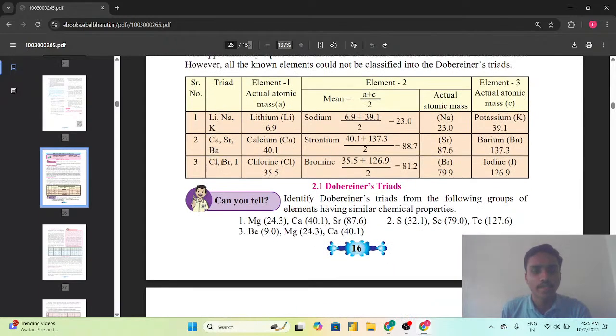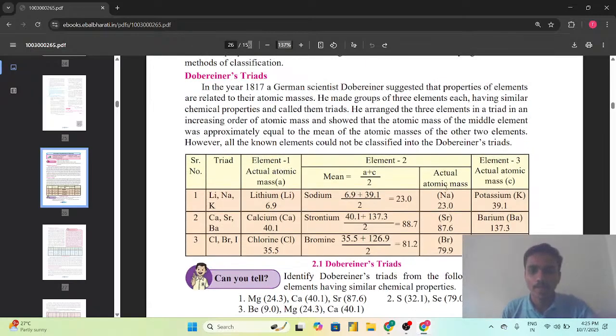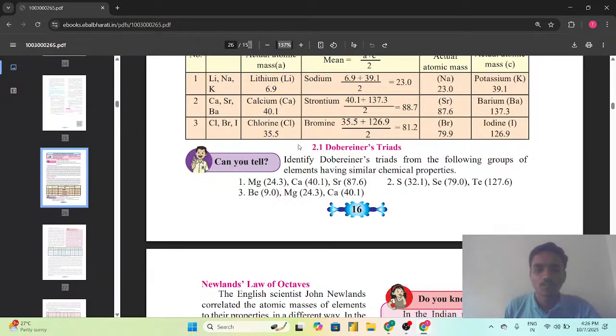Next, taken the triad as the chlorine, bromine, and iodine. So chlorine having the atomic mass of 35.5, iodine having the atomic mass of 126.9. After taking the mean, bromine atomic mass gets calculated as 81.2, but bromine actual atomic mass was 79.9. So this method having the atomic masses as the nearby to its mean, which was calculated by the Dobereiner.